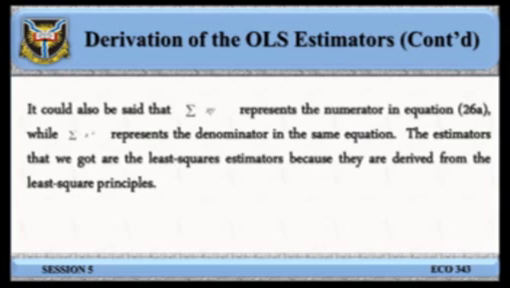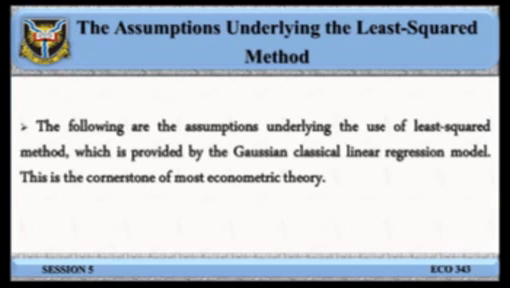The estimators that we got are the least squares estimators because they are derived from the least squares principles. The principles are: 1. OLS estimators are expressed solely in terms of the observable quantities. 2. They are said to be point estimators, which means that they give points of single value of the relevant population parameter. 3. Since the OLS estimates are obtained from the sample data, the sample regression line can be obtained as below.